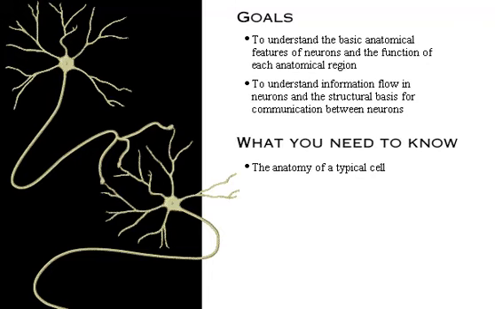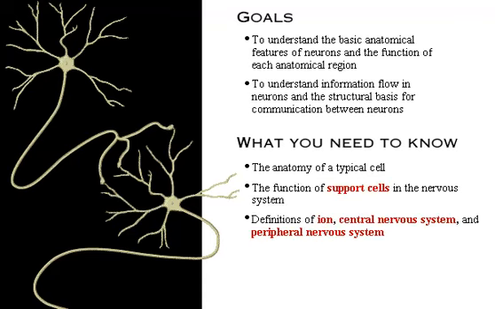The anatomy of a typical cell. The function of support cells in the nervous system. Definitions of ion, central nervous system, and peripheral nervous system. To see definitions of terms, click the bold red words.